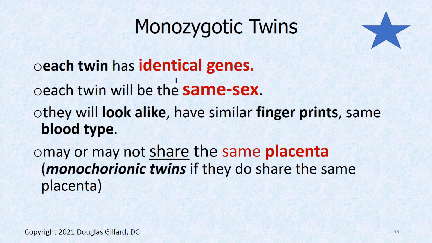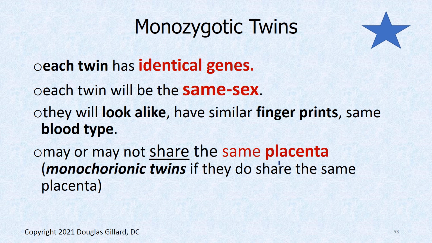So each twin will have identical genes. So they'll definitely be the same sex, either females or males. They will look an awful lot alike, maybe not perfectly identical, but very, very similar. They'll have very similar fingerprints, almost impossible to tell apart. They'll have the same blood type.